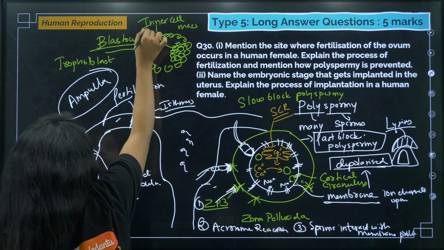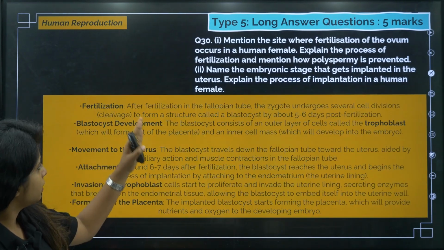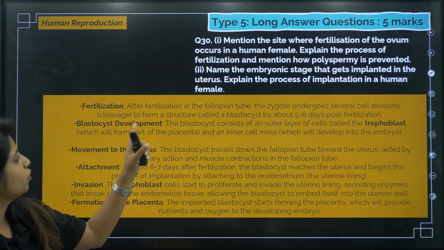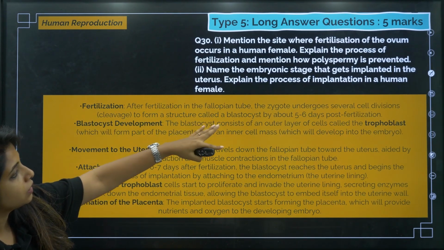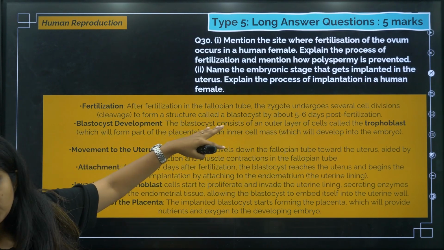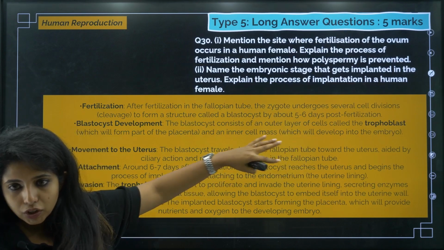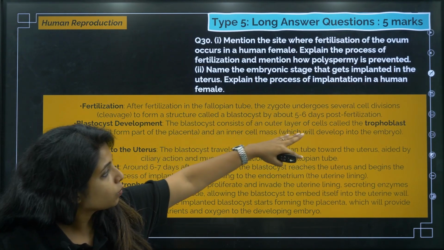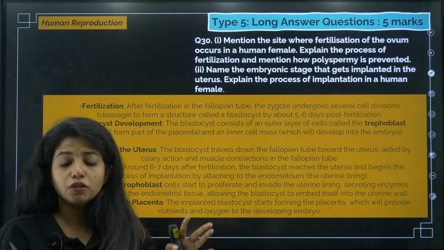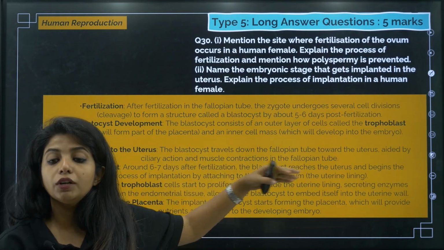So it is at this stage that the implantation takes place in the uterus, and here is the answer for the same. So you can explain the process of implantation in human females. Basically, after fertilization, the zygote undergoes several divisions. What happens? A structure is formed, which is known as the blastocyst, about 5 to 6 days after fertilization. The blastocyst consists of an outer layer known as the trophoblast, which helps in the formation of the placenta, whereas the inner cell mass will be developing into the embryo later on.